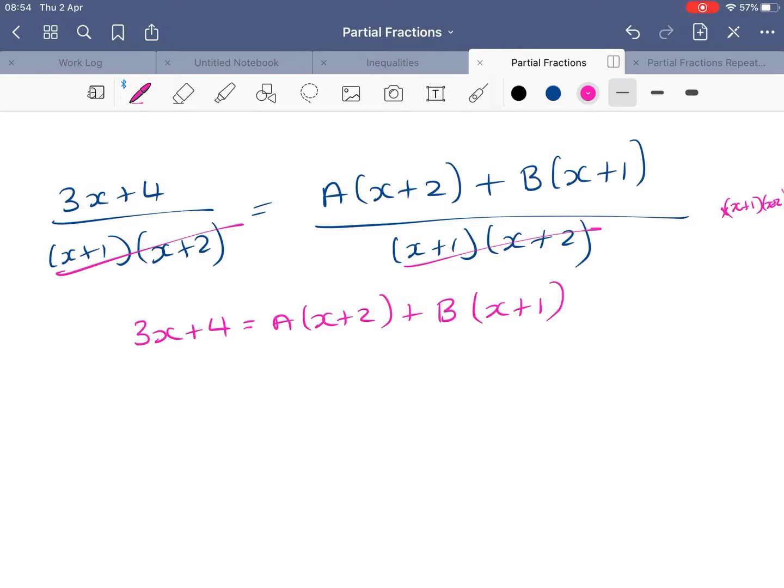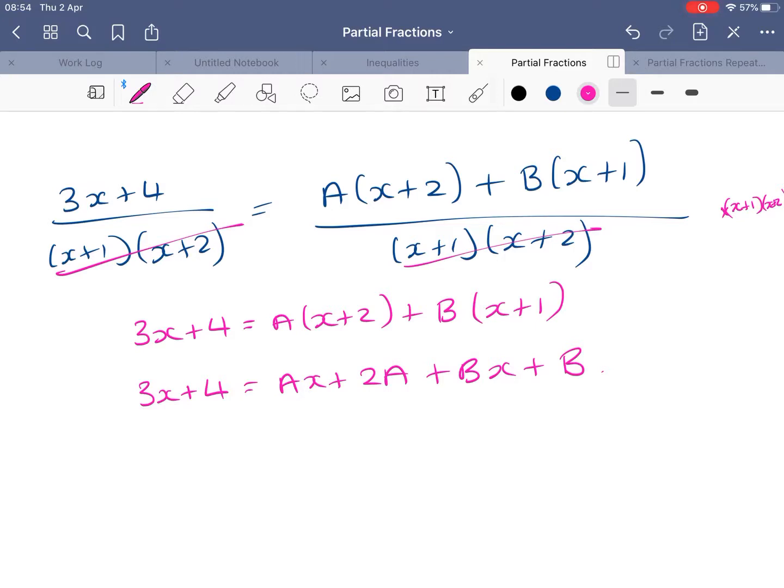Now logic would say I'm going to expand the brackets. So I am going to show you this method, but this isn't the method we use, but I am going to show it to you. So let's carry on how we would normally think to do this. So I'd have ax plus 2a plus bx plus b.